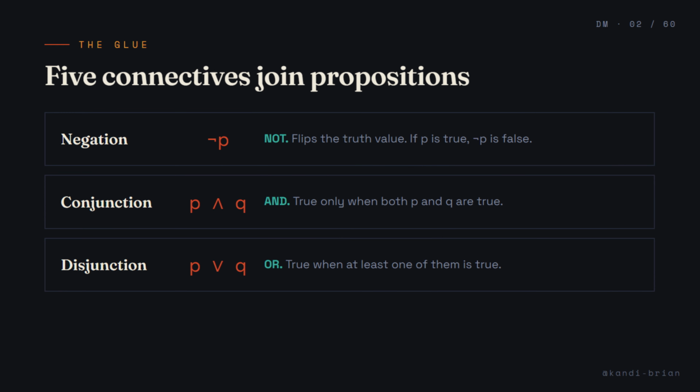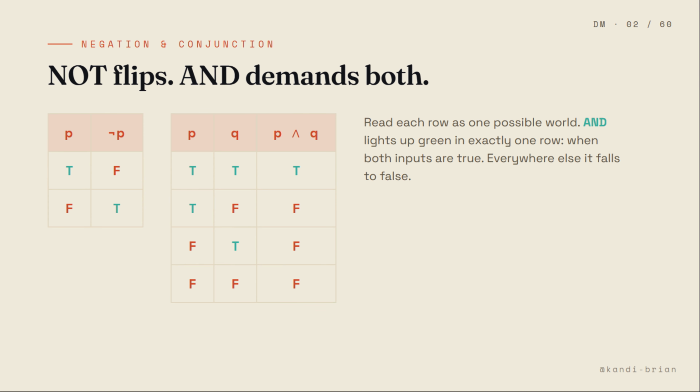A single proposition on its own is not very interesting. The power comes from joining them, and we do that with connectives. There are 5 in total. Here we cover the first 3. Negation, written with the not symbol in front of P, simply flips the truth value. Conjunction, the and symbol, joins 2 propositions and is true only when both of them are true. Disjunction, the or symbol, is true when at least one of them is true. Not, and, or. If those 3 words feel familiar from programming, it's not a coincidence, and we'll come back to it. Let's make this exact with truth tables.